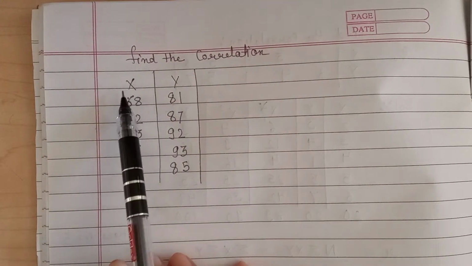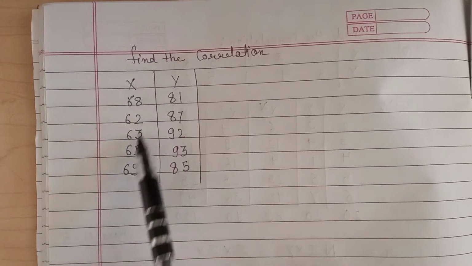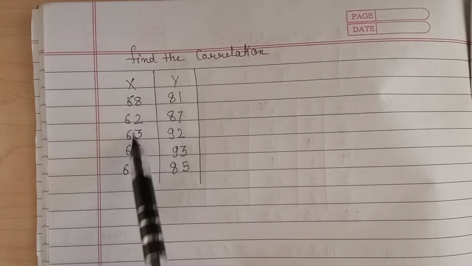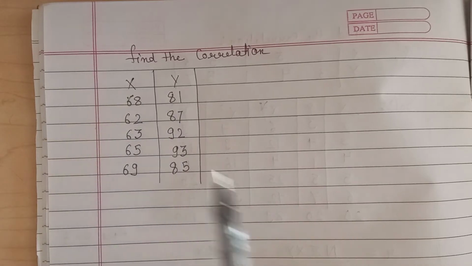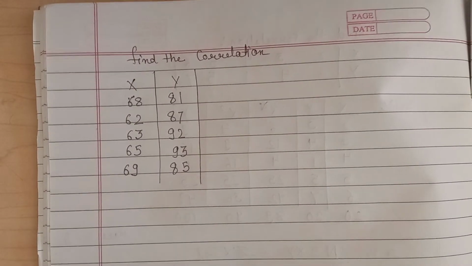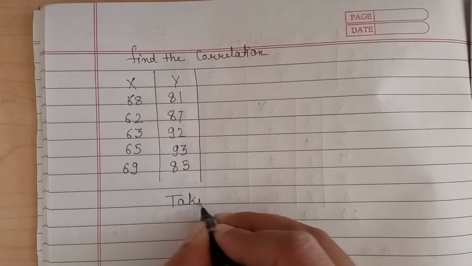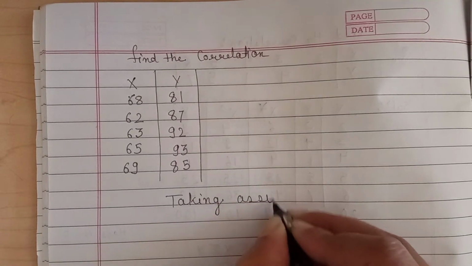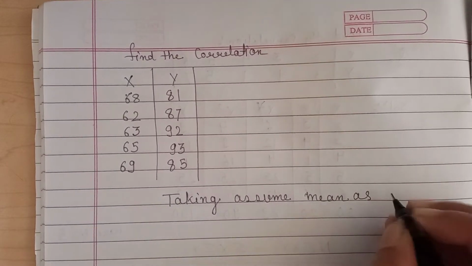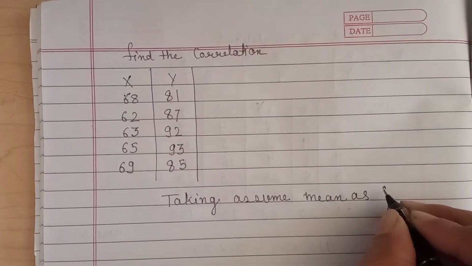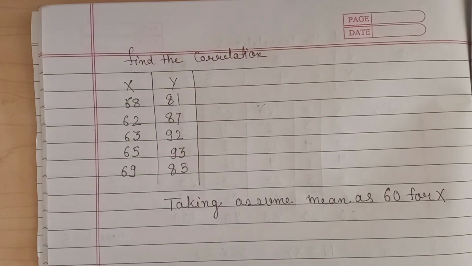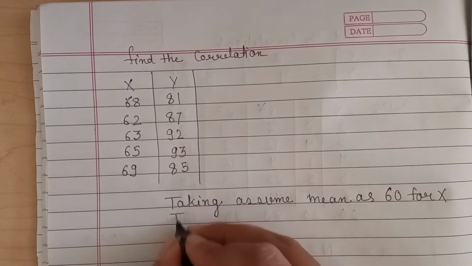Positive correlation means that if we increase the value of x, then y will also increase. If it is negative correlation, it means if we increase the value of x, then y will decrease. So first, we will consider an assumed mean. I am considering the assumed mean for x as 60.